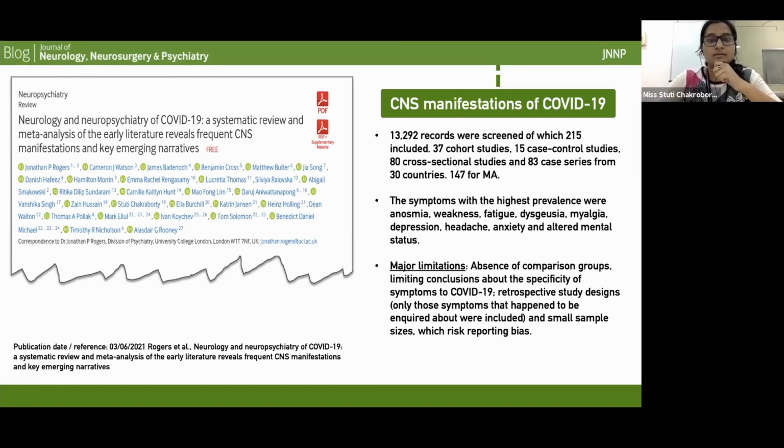The symptoms with the highest prevalence were anosmia, weakness, fatigue, dysgeusia, myalgia, depression, headache, anxiety, and altered mental status. Some of the major limitations of the study were the absence of comparison groups, which led to limitations in terms of the conclusion about the specificity of the symptoms of COVID-19. There were a lot of retrospective study designs, so only those symptoms which had been inquired about could be included, and small sample sizes across the studies caused risk of reporting bias.